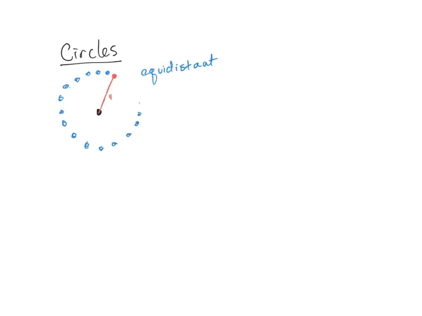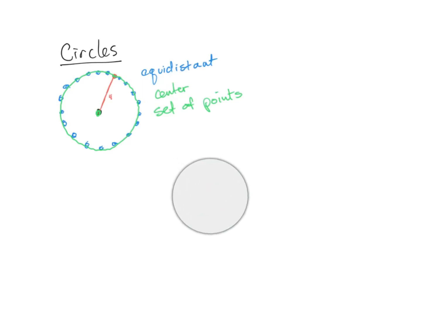And by doing so, I basically created a set of points that's equidistant from a center. And that's basically the idea of a circle: the idea of equidistance, a center, and a set of points. Now from that circle, you could come up with a couple different measurements.